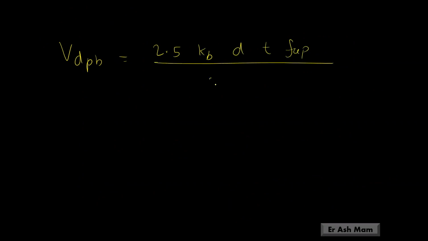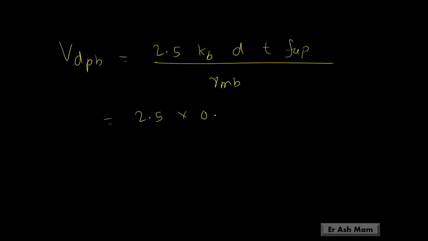Go to next page. Let's write down one more time the formula. VDEB equal to 2.5 kb d t fu upon gamma mb.